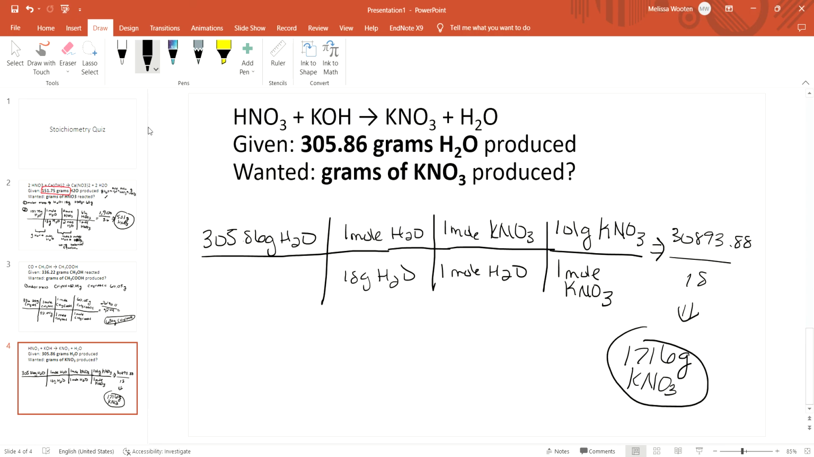Alright, and there's your answers for your quiz. Worked out answers. You really need to understand stoichiometry in order to understand limiting reactants and theoretical yields. And so I suggest you get a lot of practice with that.